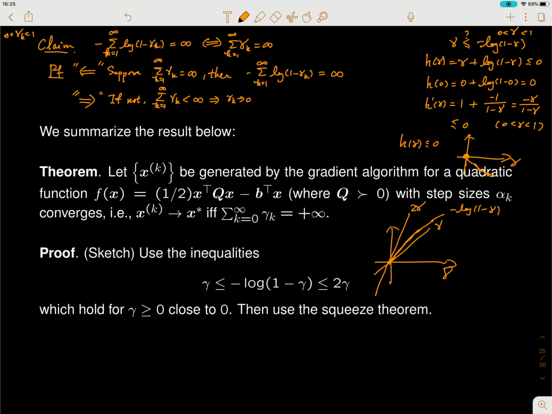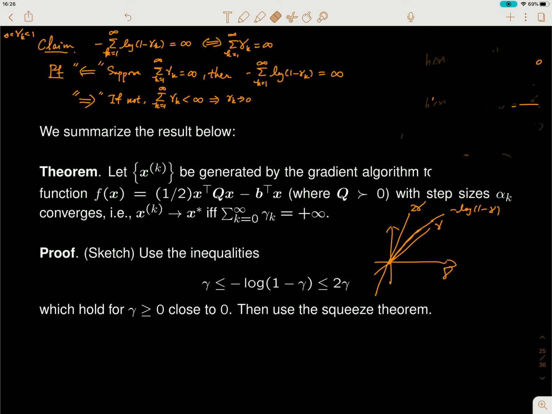While gamma k goes to 0, I only need to worry about the behavior of gamma k near 0. I know that it is between 0 and 1, and that gamma k will be very close to 0 for sufficiently large k. So now I'm going to do something similar to what I wrote on the right. I'll show that negative log of 1 minus gamma is less than 2 gamma.